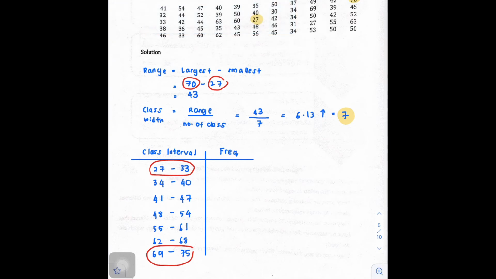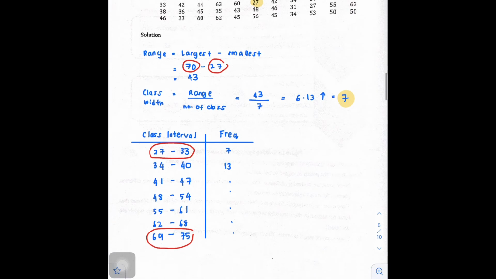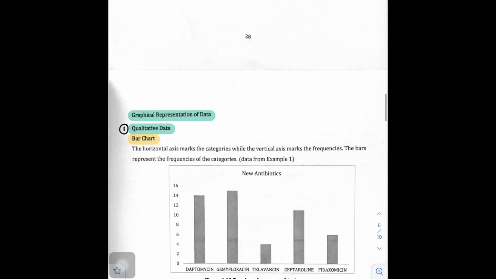So for example, the first one is 7, the second one is 13, and so on. So just find all the values, and then make sure the total is equal to 55 raw data. So this is what you are going to do for your project when you have a big range of data. Okay? So hopefully it is clear how to construct the table.